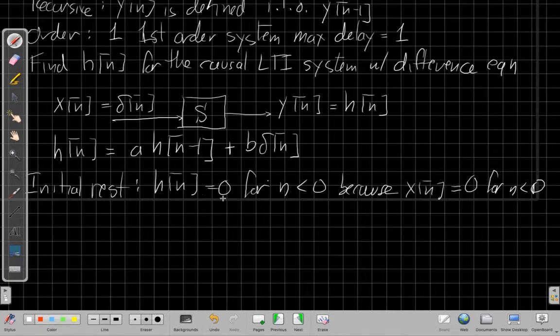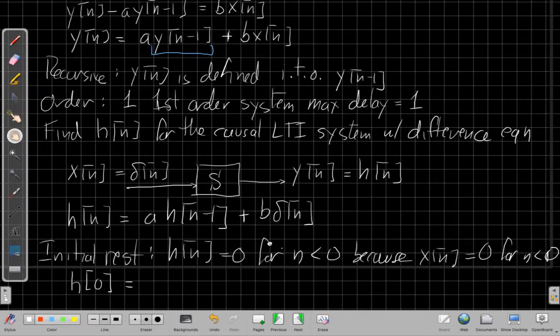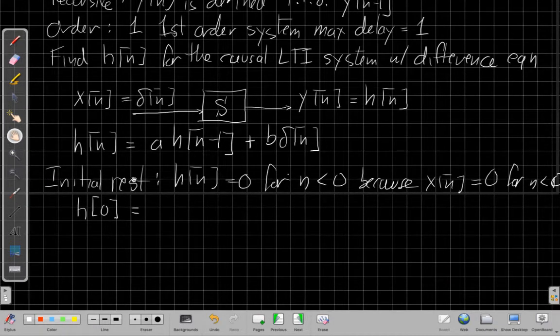Right, so I have this initial rest condition that says as long as the input's 0, the output will be 0. So I've got all that going up to times. For all the negative times, I know the output is 0. So let's just start working our way forward. Well, using the equation from up above, this equation right here, I just set n equal to 0.